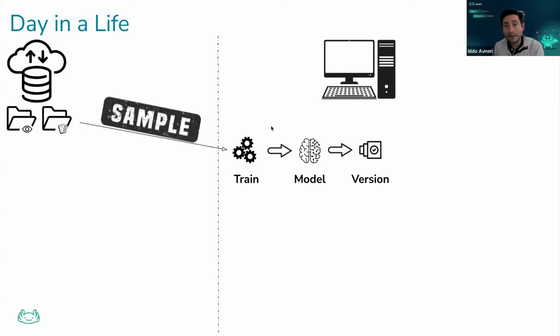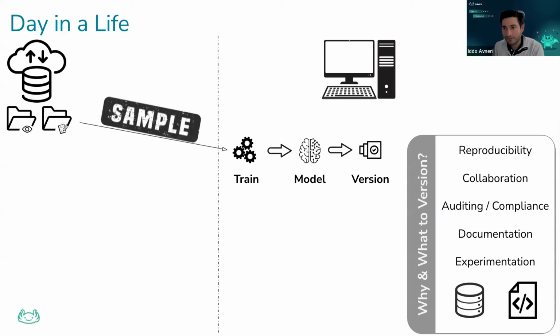I'll create it, and then the next thing that I want to do is version it. Why do I want to version it? Because I want to be able to reproduce this model. I want to be able to collaborate between different data scientists. A lot of times we see that for compliance reasons, you have to keep track of how you trained your model. You need to document it. And as everybody on this webinar probably knows, there is an element of experimentation. You want to change small things and run things again and again and see what the difference is.